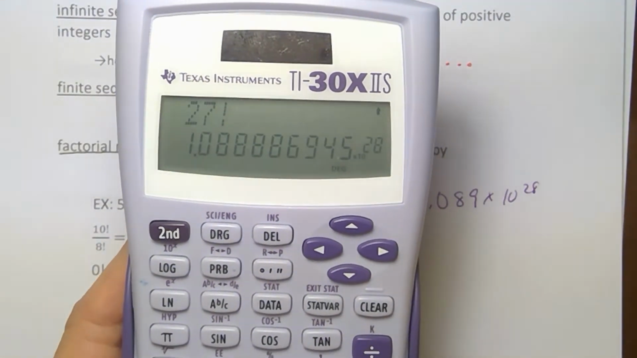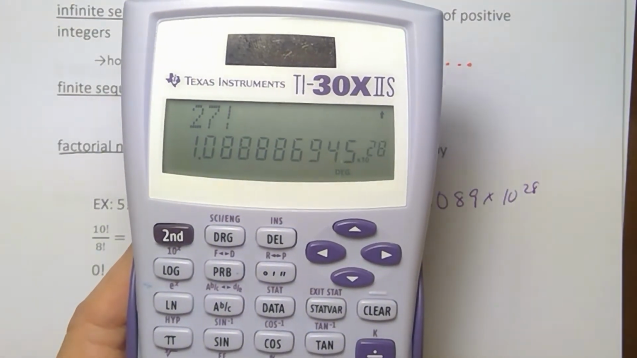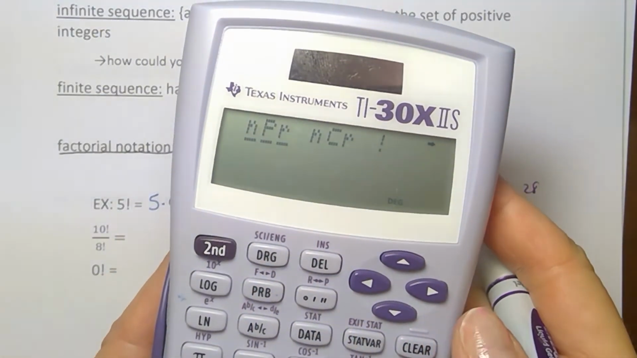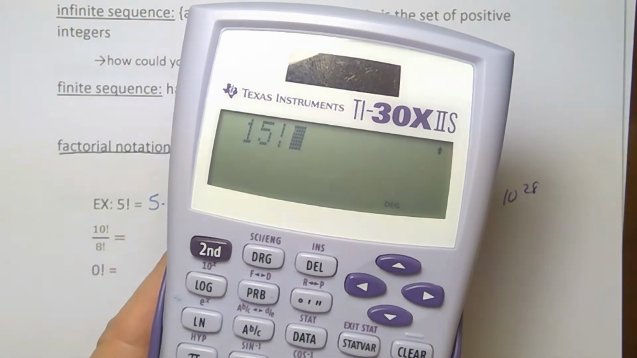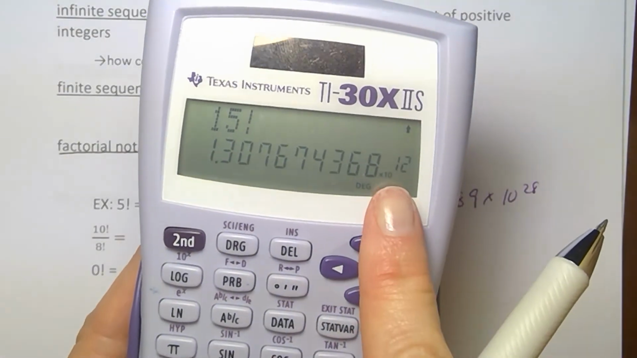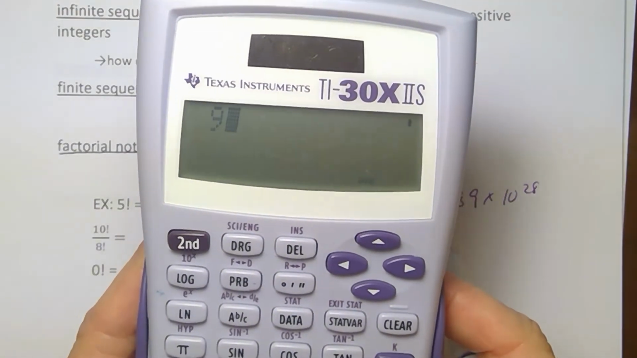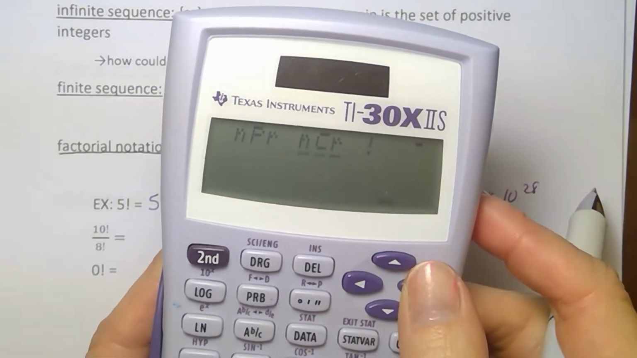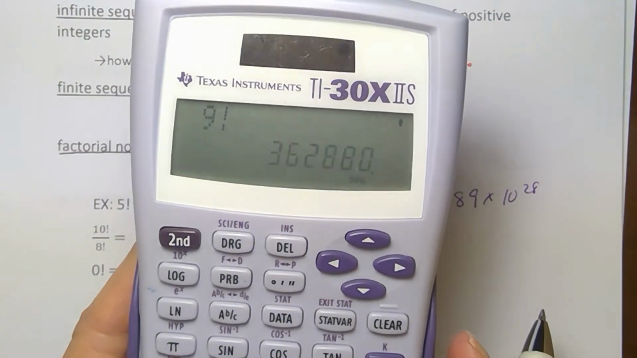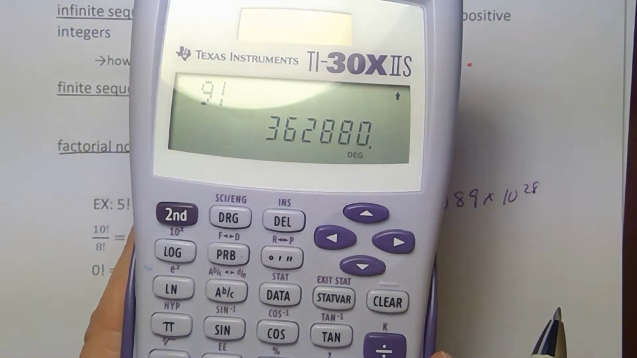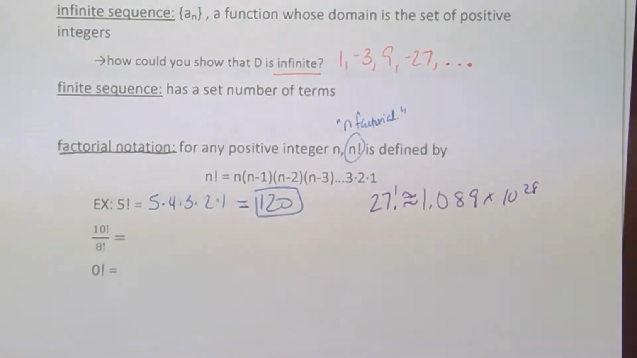Let's see if we do 15 factorial. Let's see if 15 factorial is something that's large, and yet we could record it. That still gets us scientific notation. See, these numbers get really big really fast. 9 factorial. There we go. 9 factorial is manageable. 362,880 is 9 factorial.